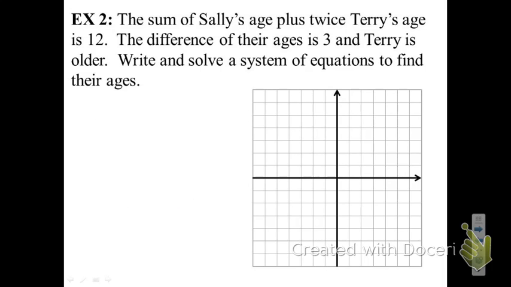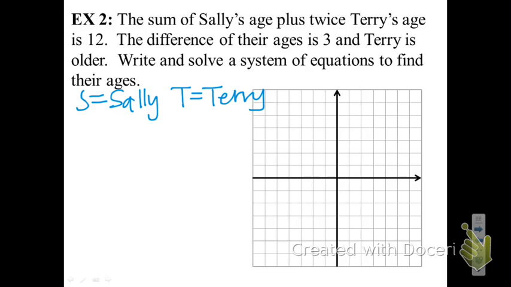So in our example here, we have the sum of Sally's age plus twice Terry's age is 12. The difference of their ages is 3 and Terry is older. Write and solve a system of equations to find their ages. So we're going to determine our variables. I'm going to say S equals Sally. Keep it easy. T equals Terry.